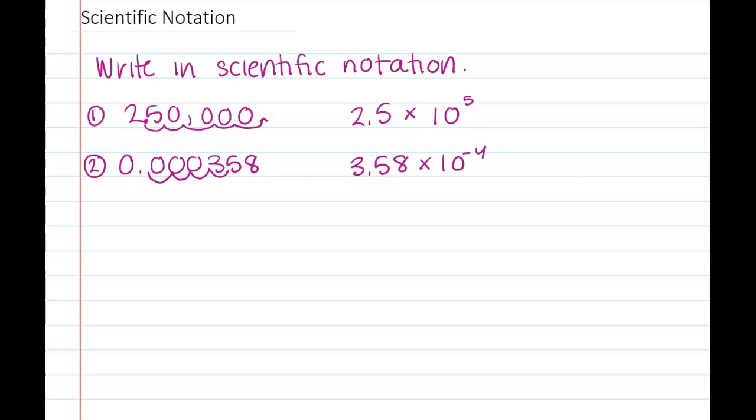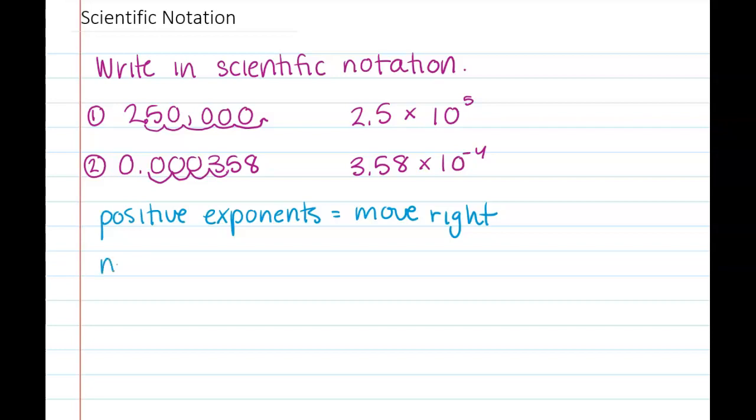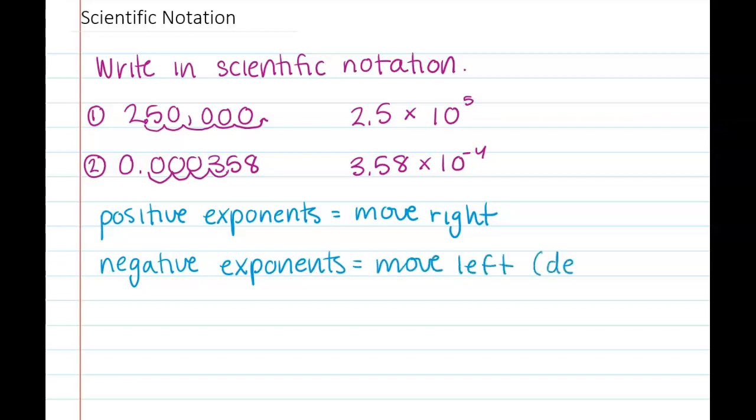So a couple things to keep in mind with positive exponents: you move right. You make these little loops there. For negative exponents, you move to the left. That's where you end up with your decimals.